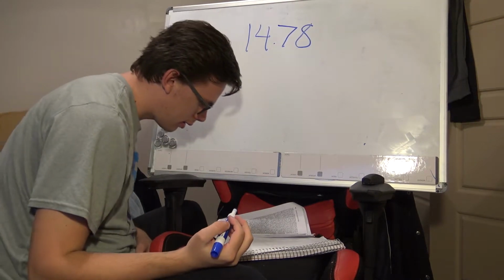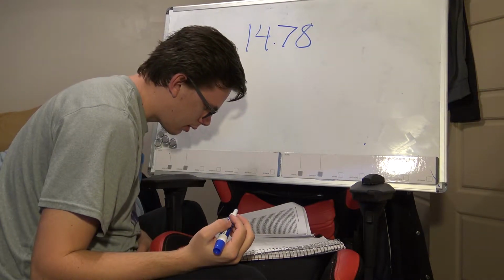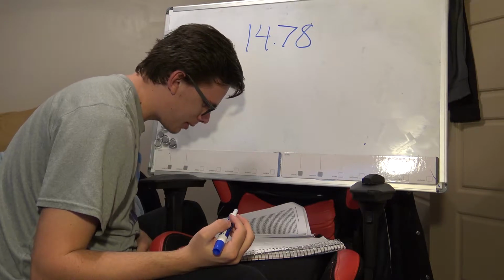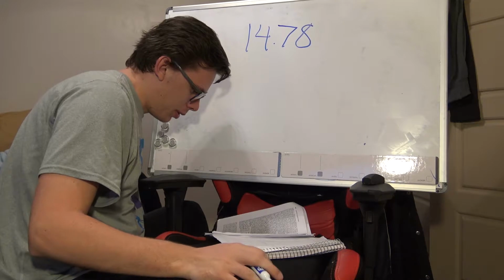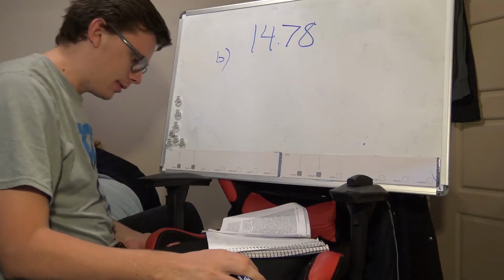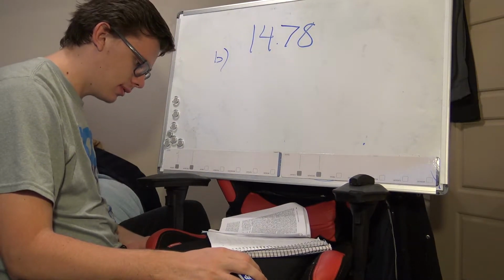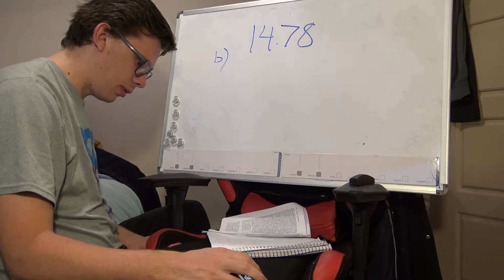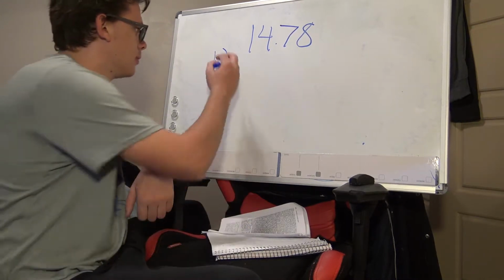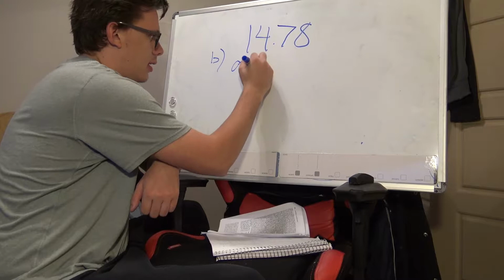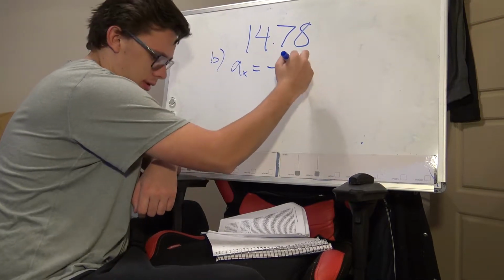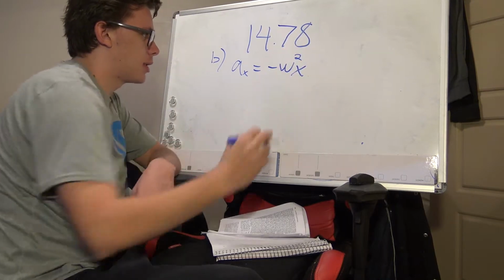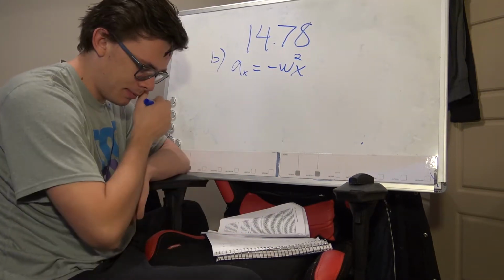B. The magnitude and direction of the force acting on the bolt when t equals 0.5 seconds. Well, we're going to use this nice little thing. Acceleration equals negative w squared times x.